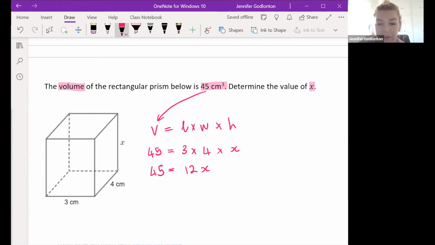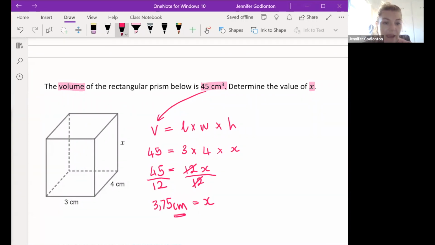Now, if we're wanting to figure out what x is, we're going to just divide both by 12. And we can pop that into our calculator. So 45 divided by 12 gives us 3.75 centimeters. And be careful, my units are going to be centimeters, not centimeters cubed, because it is the length of a line that I'm looking for.